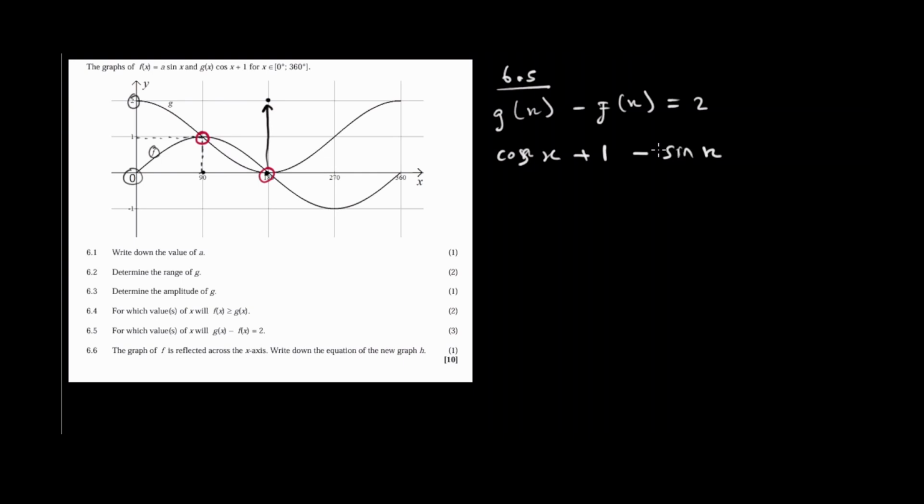So it could have been written as a sin x equals 2 and boiled down to cos x plus 1 minus sin x, having replaced a with 1, is equal to 2. Now cos x minus sin x is going to be equal to 2 subtracting 1, which is 1, because this 1 goes to this side and becomes a negative. So we now have a situation where cos x minus sin x is equal to 1.